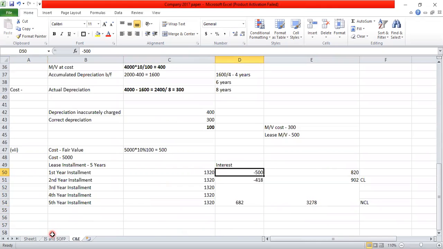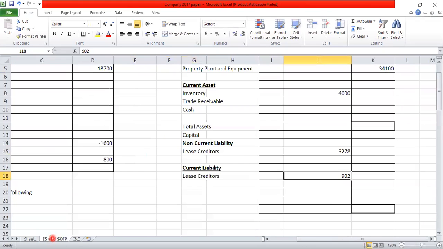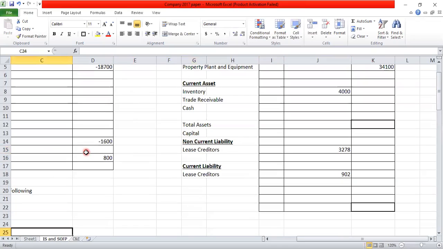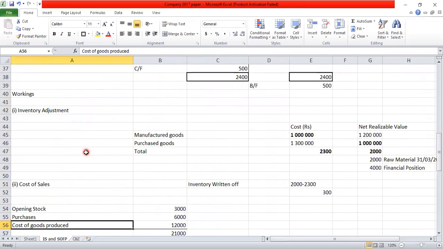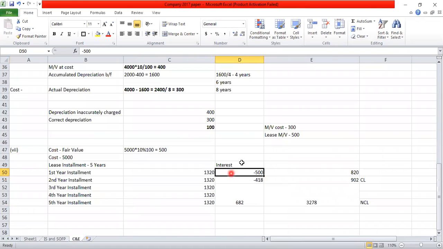So this becomes interest which should be paid under finance expense. So I will consider it as a finance expense, interest payable, in the expense analysis column. Interest on lease. How much? 500. Finance expense. So I have recorded it, but this has not been paid. So I will consider it as note number 6, other payables.